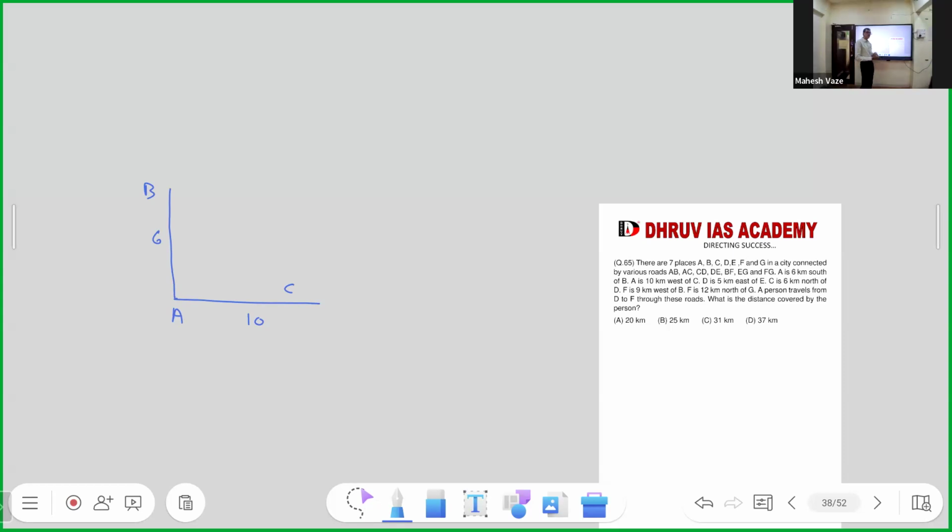C is 6 km north of D. So this is D here. Then come back to this: D is 5 km east of E. So E will be somewhere here, halfway between, and this is 5. Okay, then the next one is F is 9 km west of B.